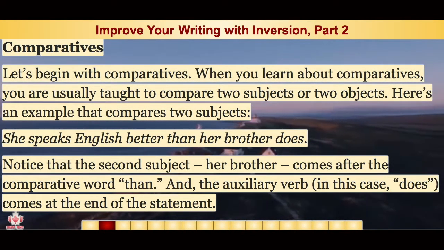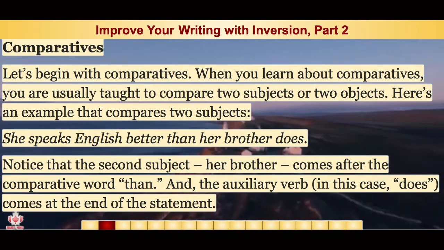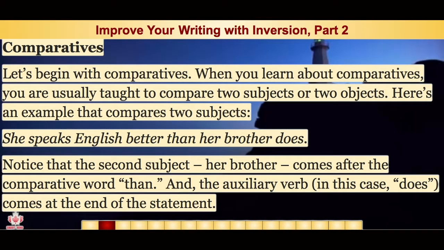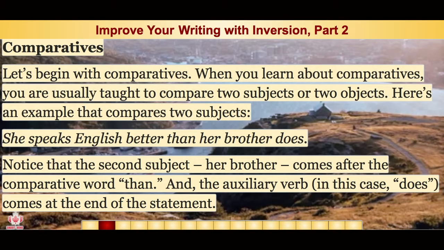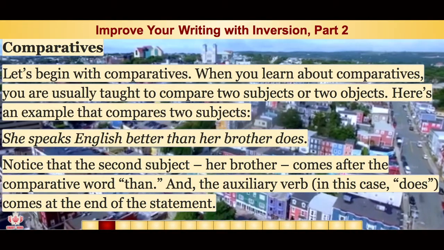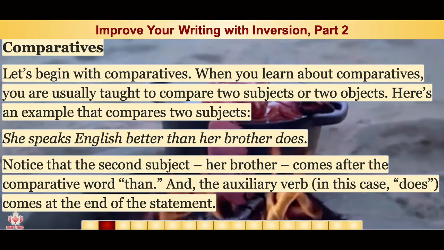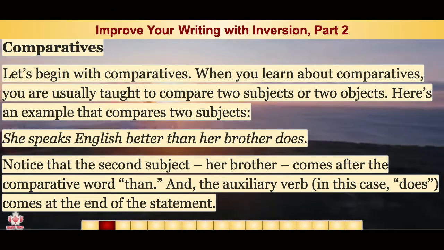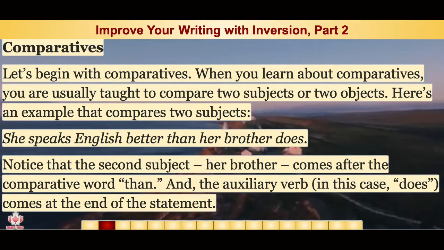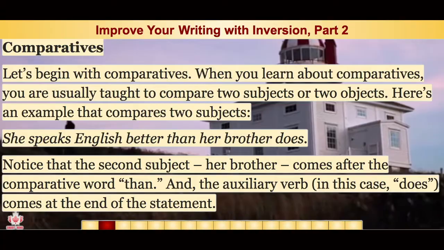Comparatives. Let's begin with comparatives. When you learn about comparatives, you are usually taught to compare 2 subjects or 2 objects. Here's an example that compares 2 subjects. She speaks English better than her brother does. Notice that the second subject, her brother, comes after the comparative word than, and the auxiliary verb, in this case does, comes at the end of the statement.